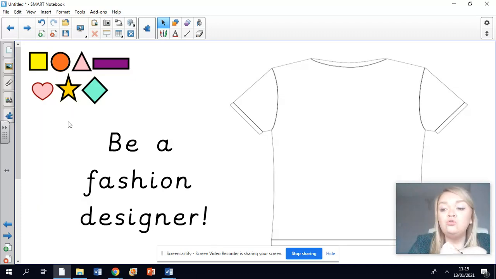You might not even want to draw it. You might want to stick things on. You might want to use empty bottle lids or glitters or cut out some shapes to stick on. It is completely up to you.